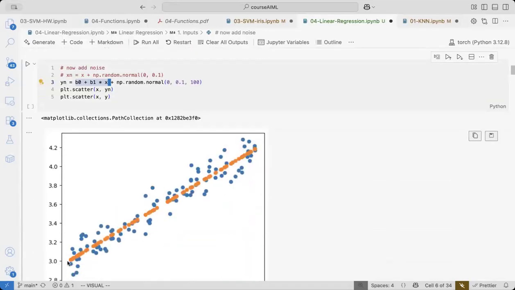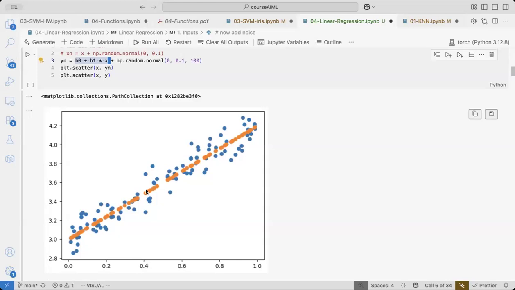So the orange line is the original data. The blue dots are now the noisy data. That's this data plus the noise. Okay. Everyone okay so far?